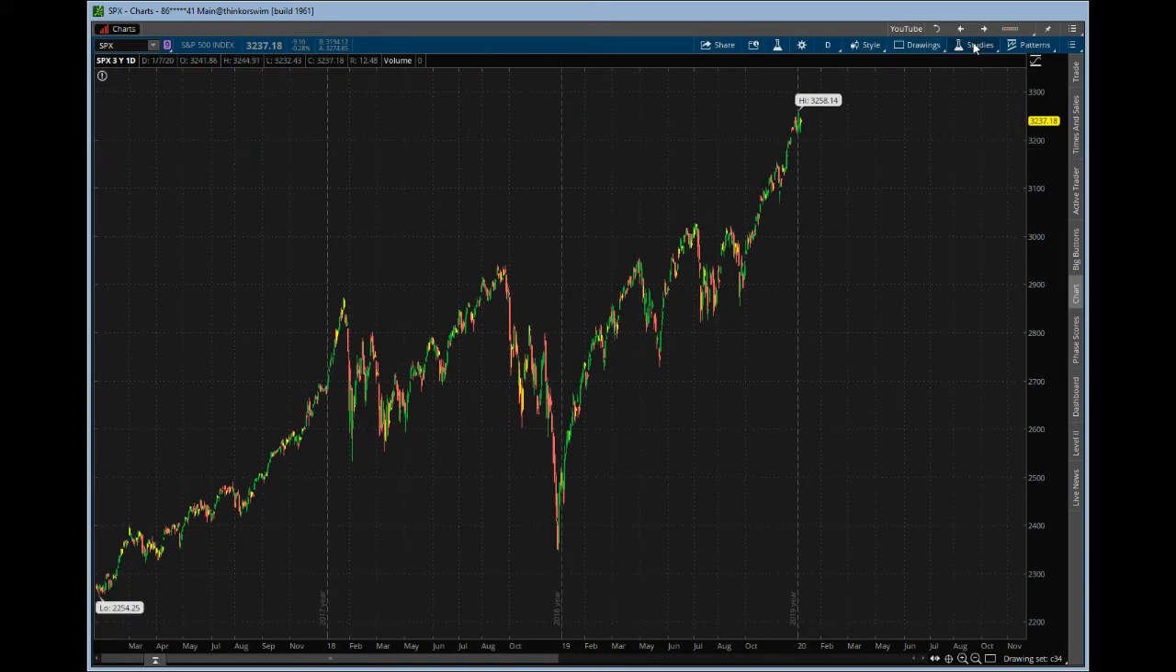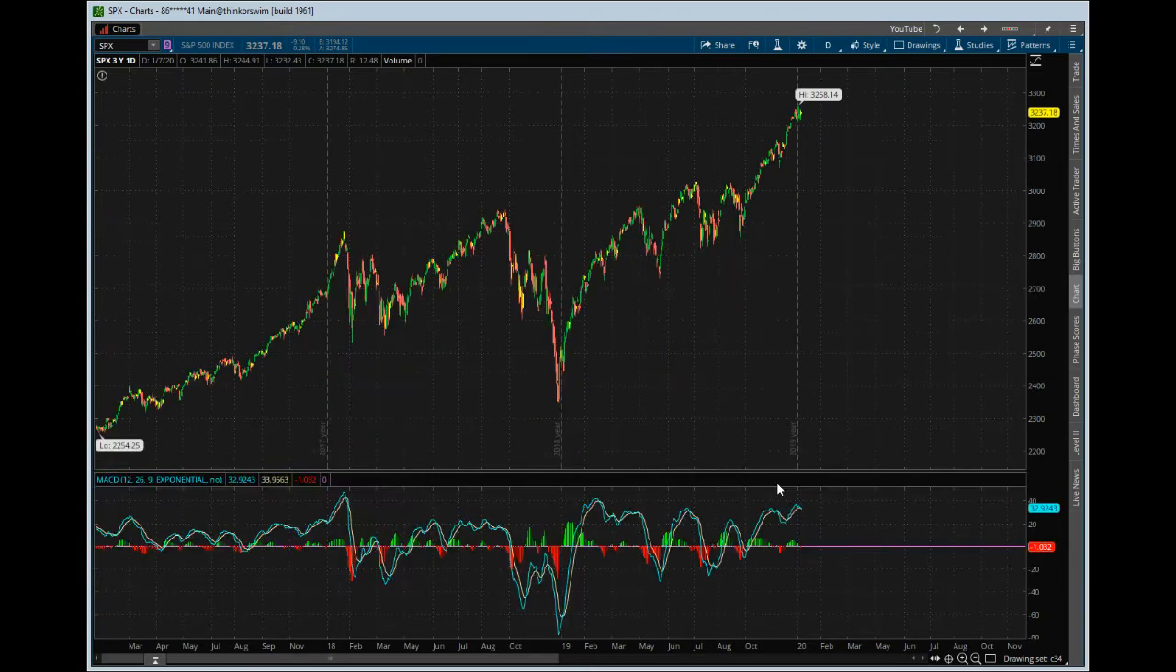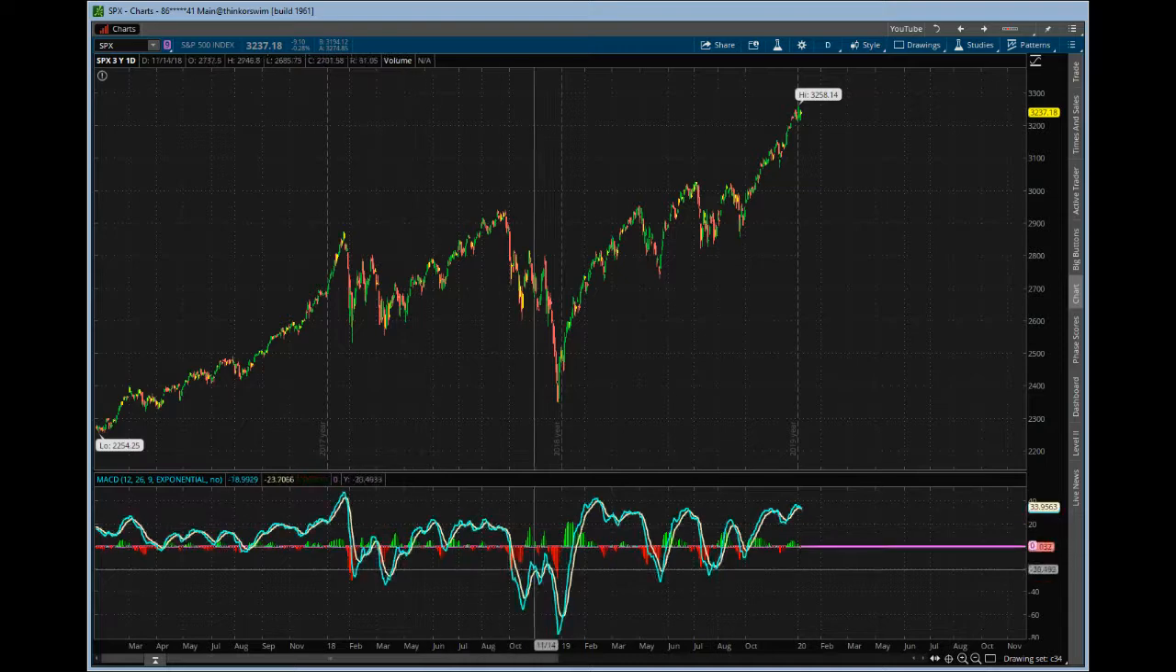So what we do is you go to studies and you go to MACD. Now there's two different MACDs you could use. You can use basically the general MACD. You just click MACD, right? It gives you this, and it shows you your moving averages and stuff like that.